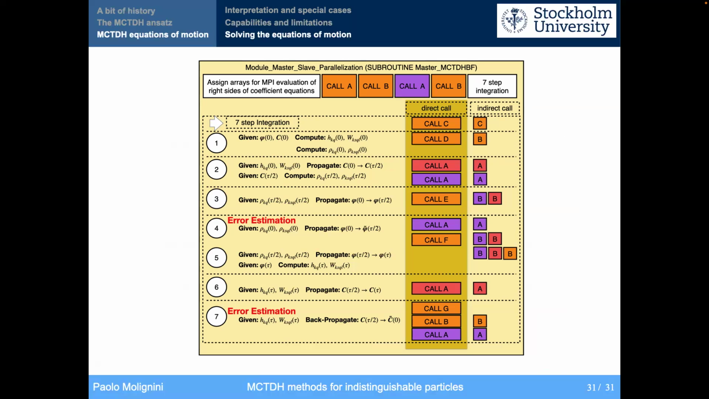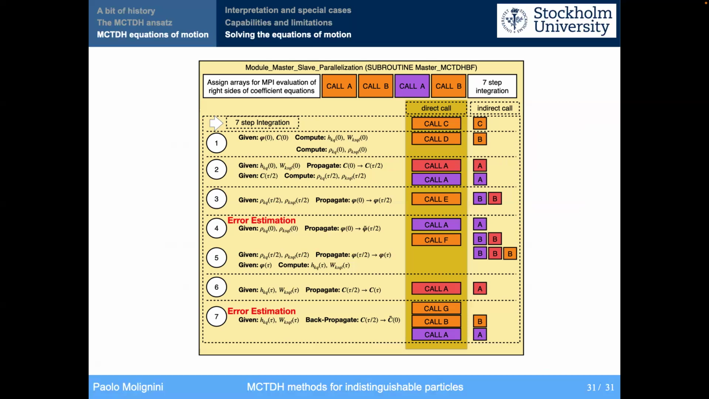After the second half time step, there is an error estimation to check whether you have the correct solution, by propagating backwards. And if not, you reduce the time step. Then you do another propagation of another half time step with a similar idea: you take information from one equation and plug it into the other. Then you also do another error estimation check by doing another back propagation to the very beginning. And if that doesn't fulfill a certain criterion, you reduce the time step.